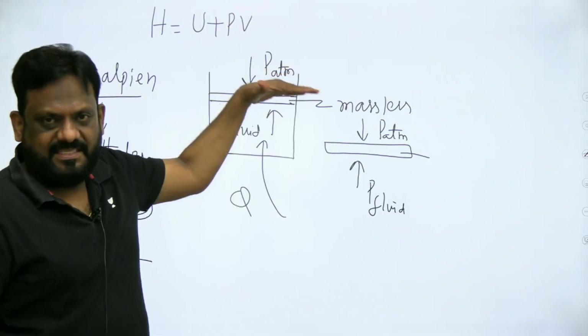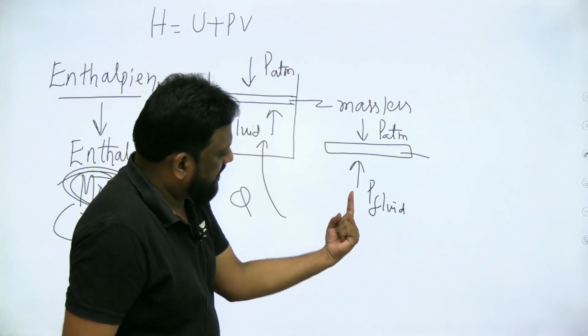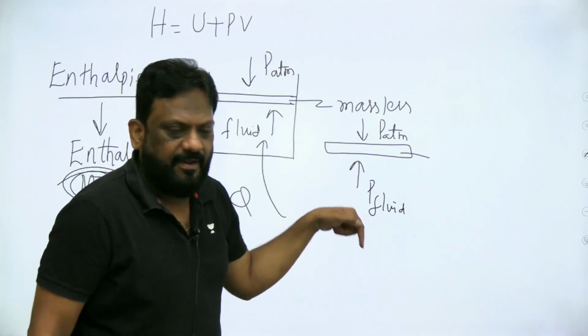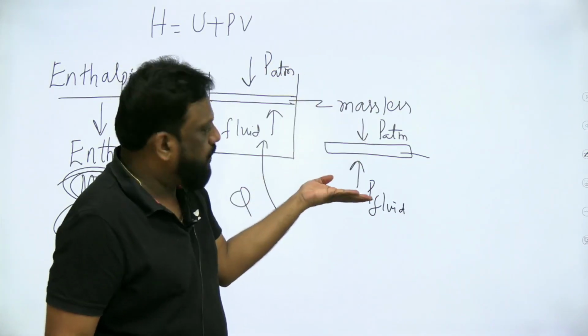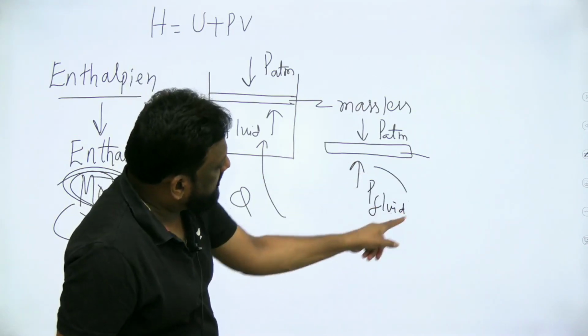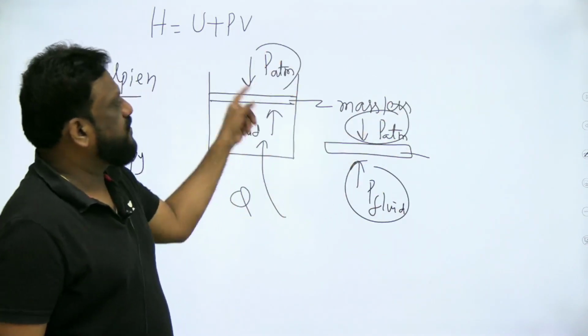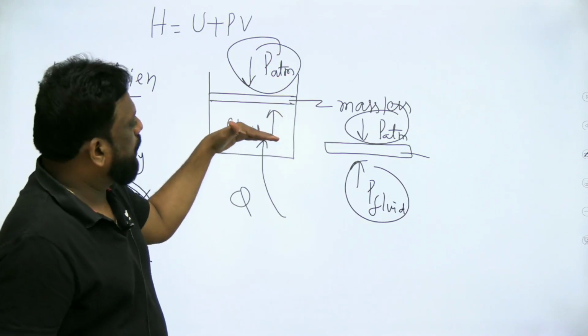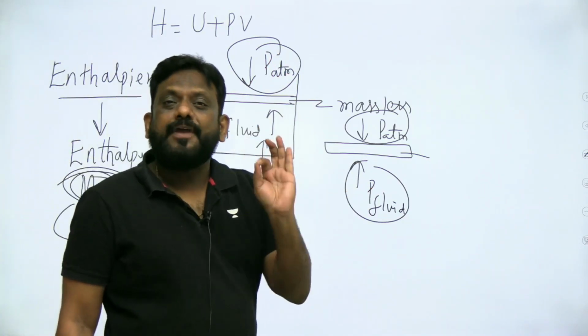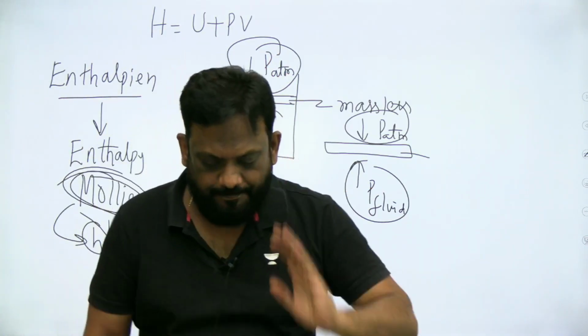It means there is no acceleration. That means it is in dynamic equilibrium, net upward and net downward forces are equal. Therefore, the fluid pressure is equal to atmospheric pressure. My atmospheric pressure is not changing, so the fluid pressure remains the same. So we are carrying this out at constant pressure.